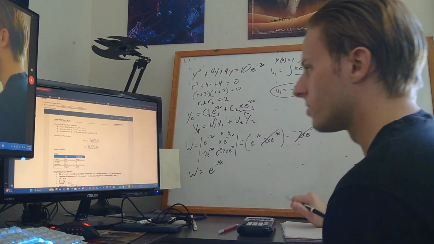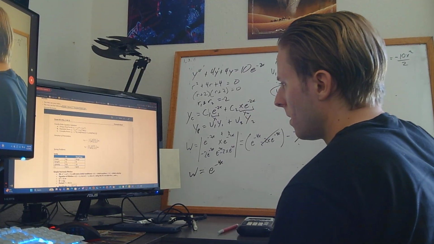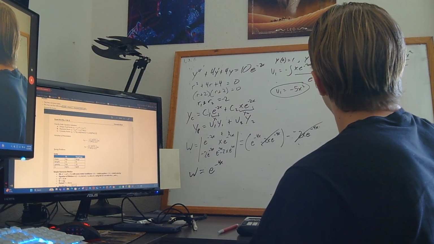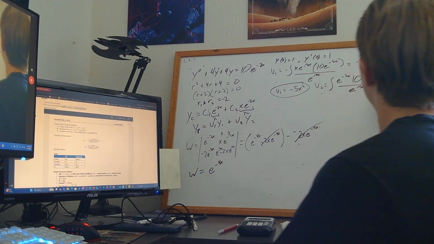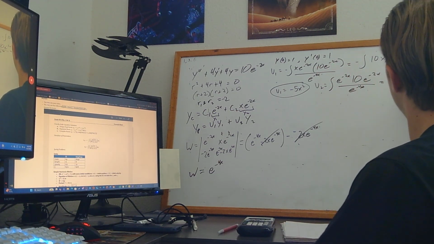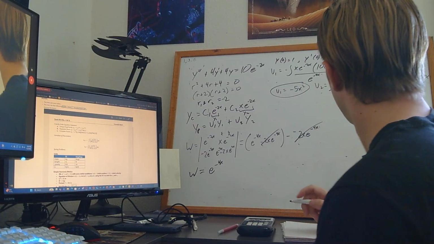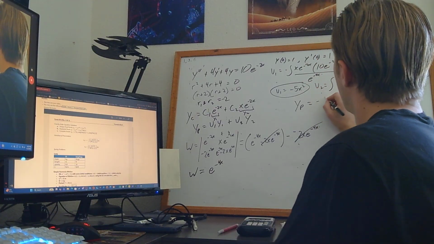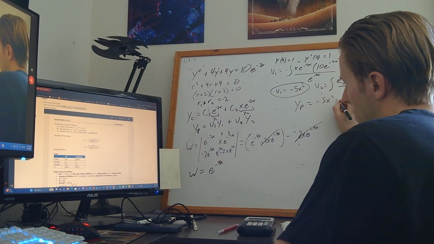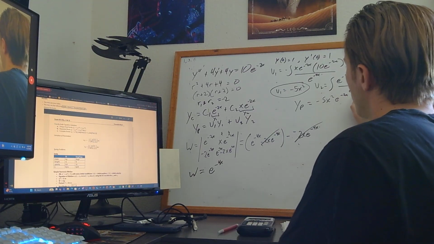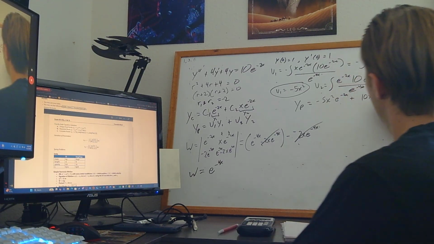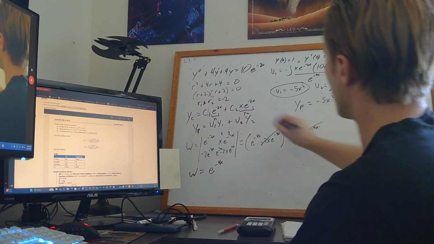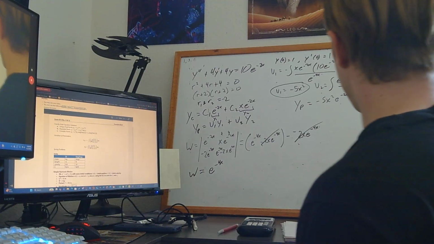Alright, u2 equals... what's my y1? e to the minus 2x, times 10 e to the minus 2x, divided by e to the minus 4x. Okay, so this one's just the integral of 10, which is just 10x. So that's nice and easy. Alright, so our y sub p equals minus 5x squared e to the minus 2x plus 10x times x e to the minus 2x, because y2 has an x in there. So that's our y sub p right there.